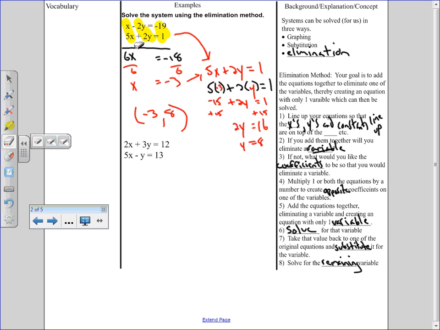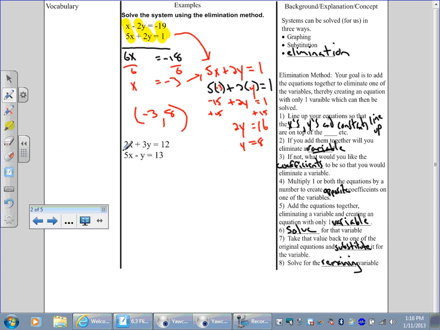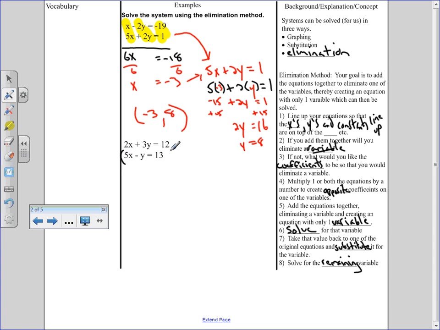What would you really like them to be? Well, if I focus on what would be the opposite of 3, I really wish that number right there were a -3. So how do I make it a -3? Well, I'm going to multiply this entire equation by +3, because I want to make it a -3. So this first equation is going to stay exactly the same as it is. But the second equation is going to become 15x, because that's 3 times 5x, minus 3y equals 39.